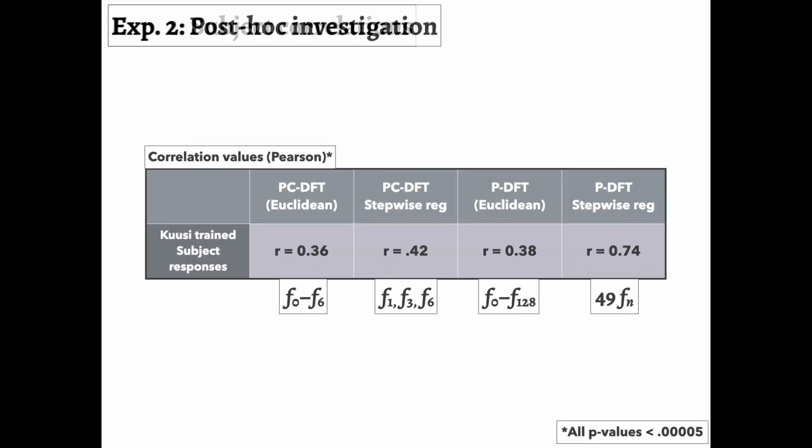So in a post hoc fashion, we decided to unpack the results a bit and figure out why, if our model accounts for chord spacing, it was still a poor predictor of subject responses. By using a stepwise regression method of choosing components which added to the correlation values of the subject responses, we were able to figure out which components were most relevant to subject responses. There were 49 in particular, resulting in a correlation value of 0.74.